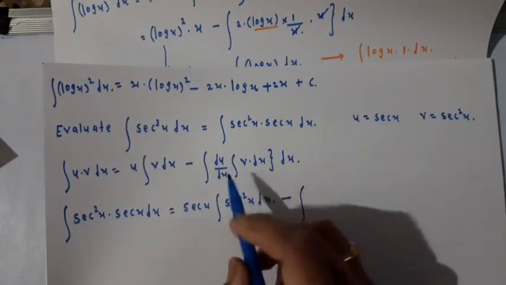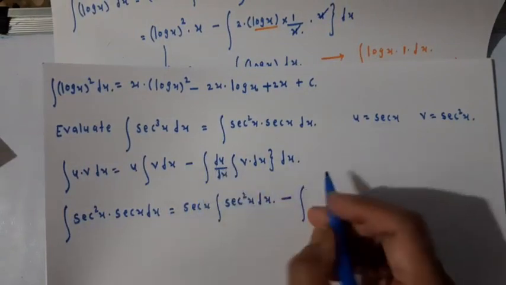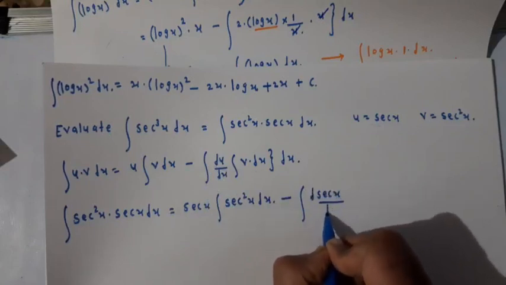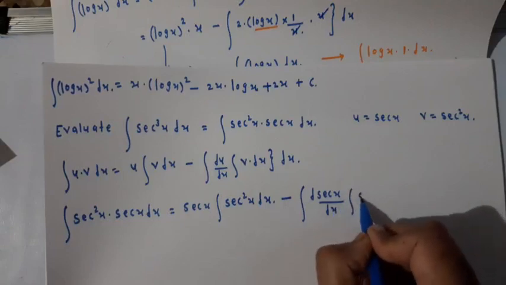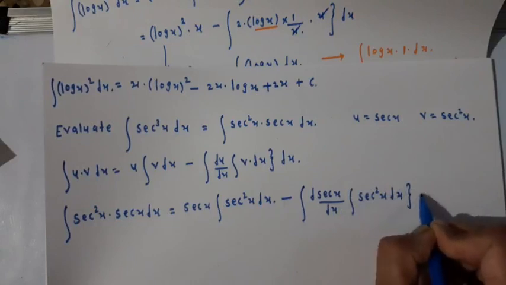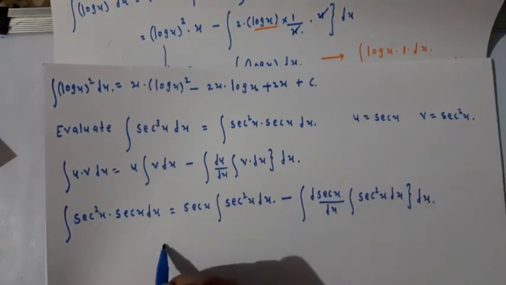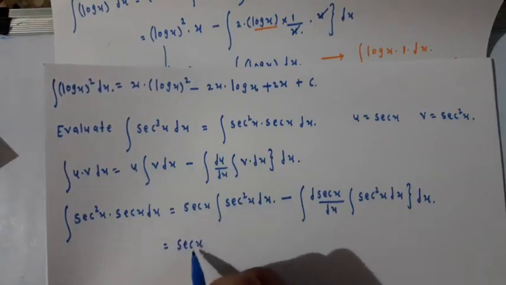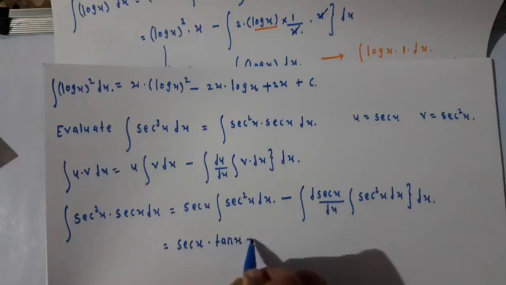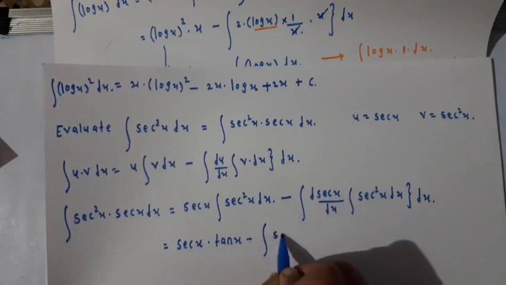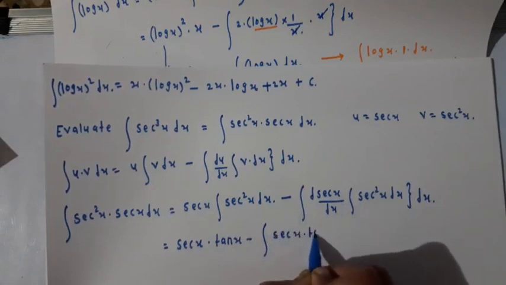minus the differentiation of u, that is the differentiation of sec x with respect to x, the integration of sec square of x with respect to x, and the whole integration with respect to x. So this is sec x times the integration of sec square of x, which is tan x, minus the differentiation of sec x, that is sec x into tan x.